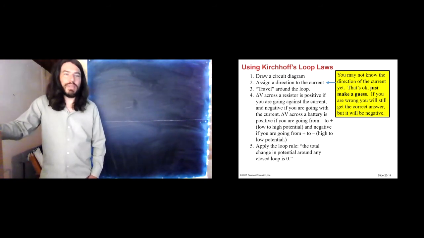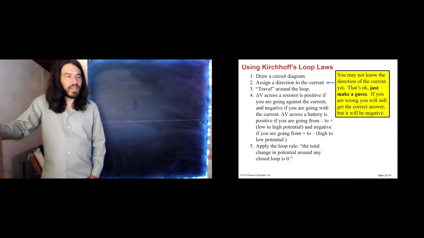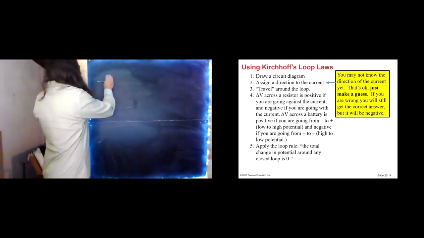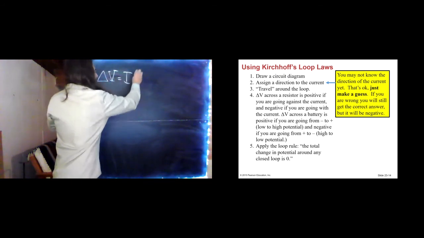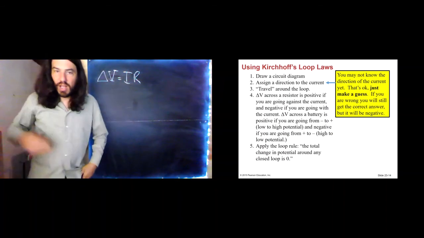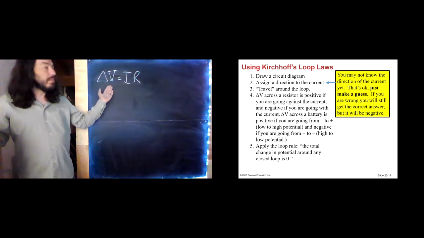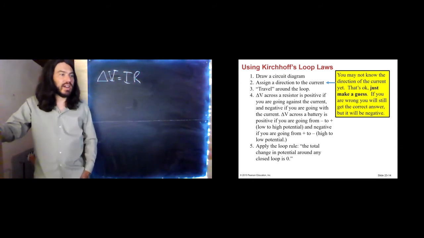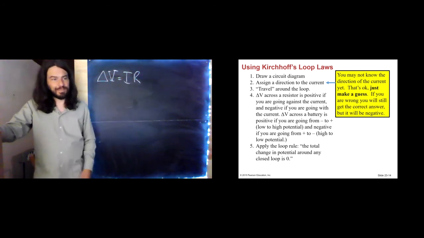You travel around the loop, step 3, that is a journey of the mind. Delta V across a resistor is positive if you're going against the current and negative if you're going with the current. And we're going to be wanting to use Ohm's law for that. So for step 4, Ohm's law, delta V equals I times R is real important for that step 4, right? A lot of times you'll know the resistance and the current, and you'll be able to calculate the delta V, or maybe you'll know one of these and you'll have to use the other as the unknown that we're solving for. At any rate, our delta V across a resistor is given by this equation. So this equation shows up in the loop rule all the time.